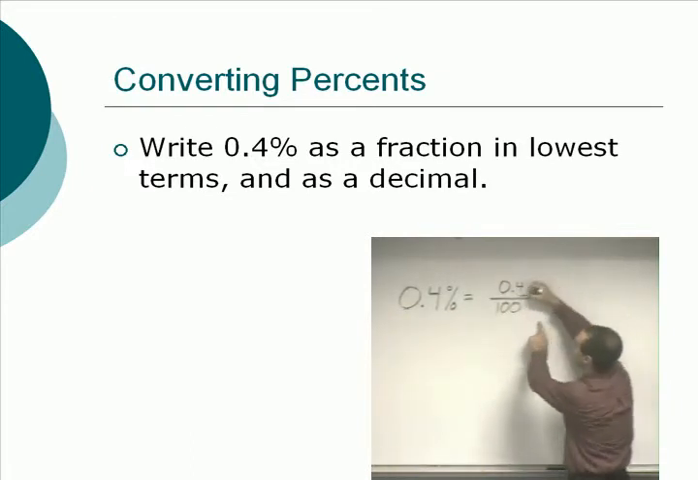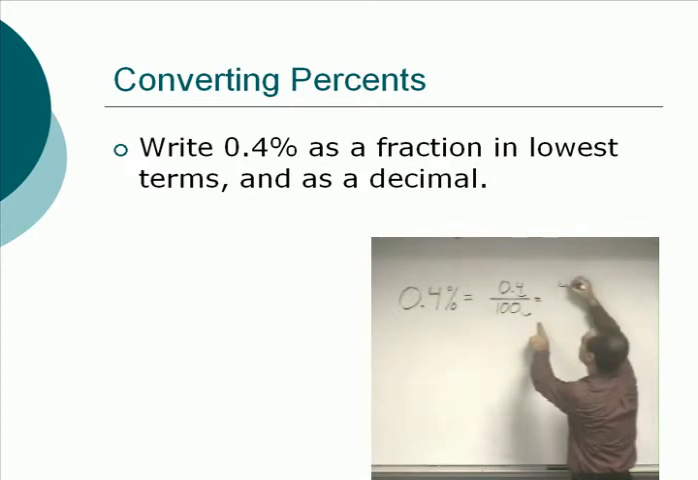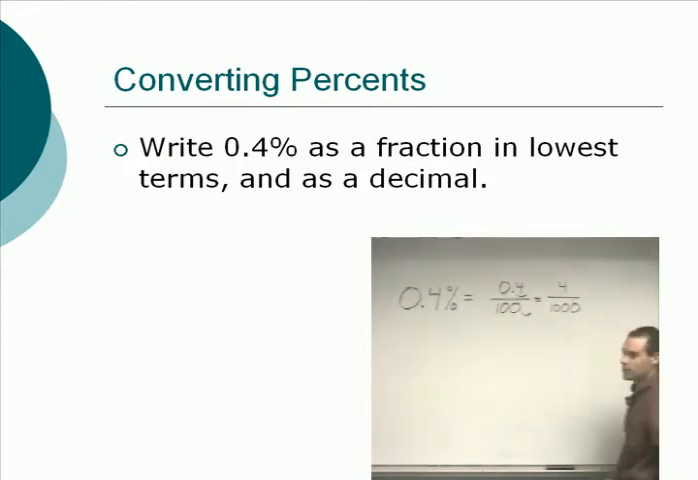And so we actually end up with 4 over 1,000. Now, that is our fractional value. Our 0.4% is 4 1,000ths, but it's not reduced. Divide them both by 4, and this becomes 1 over 250. So 0.4% is the same as 1/250th.